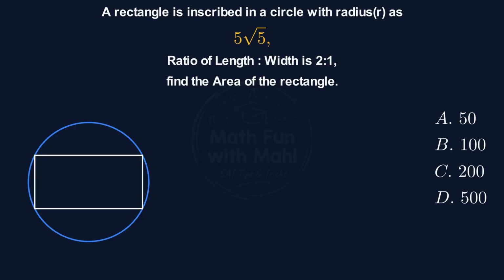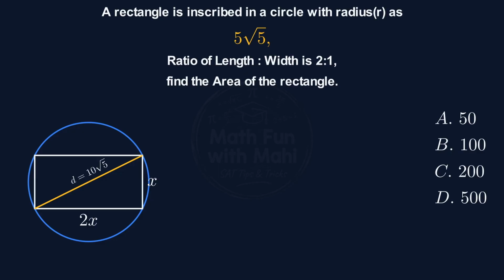Let's define our width as x, which means our length, being twice that size, is 2x. Here is the key. In an inscribed rectangle, the diagonal is always the diameter of the circle. Since our radius is 5 square root of 5, we double it to get the diameter and a diagonal of 10 square root of 5. Now we have all three sides of that triangle.